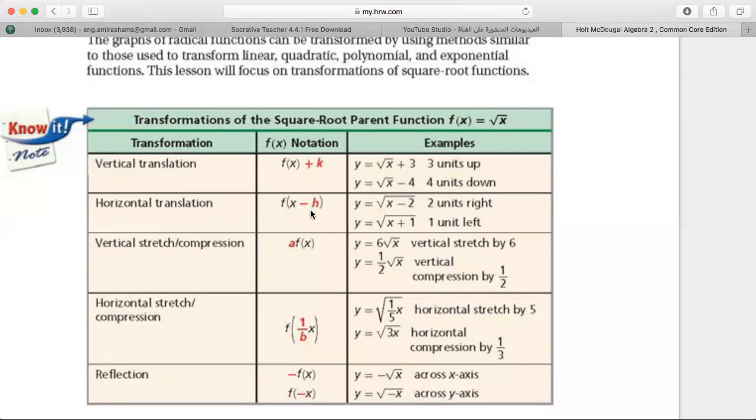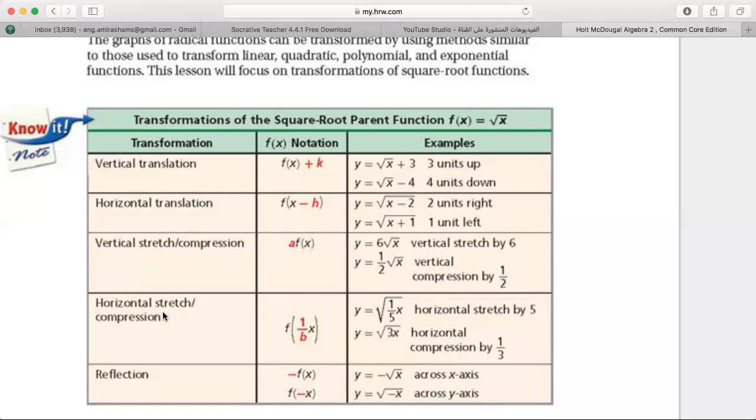Vertical stretch or compression. If a number is multiplied by the whole function, like a, I will not say positive or negative. I will say if a is greater than 1, it is a vertical stretch. If a is less than 1, it is a vertical compression. This is about the vertical stretch or compression.